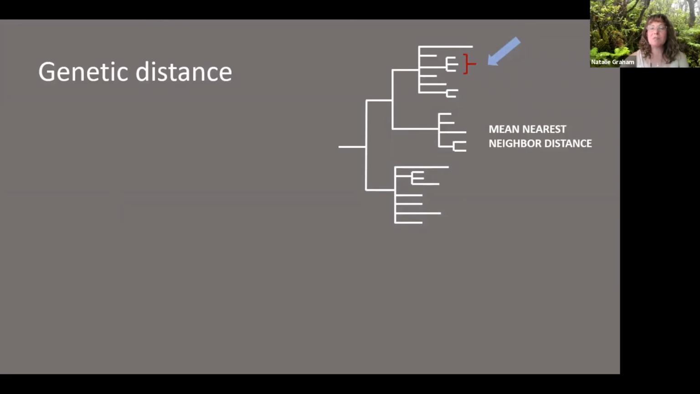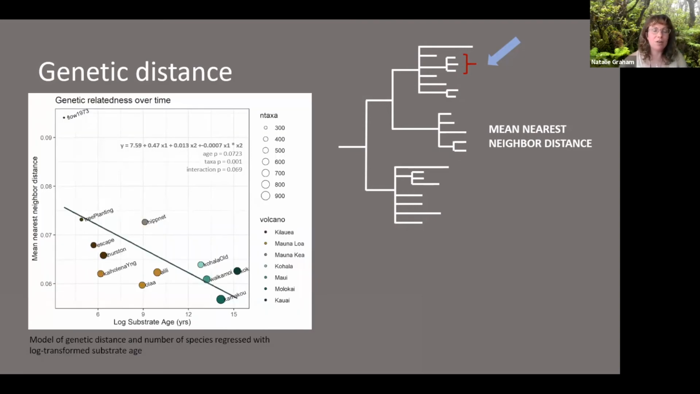So what we did was we tested the distance between those individuals out at the tip of what we call a phylogeny, or the relationship of species in a community. And what we find is that this agrees with our hypothesis that the genetic relatedness changes over time. And it's a statistically significant trend. We also find that it's related to the number of taxa in the community, which is also increasing over time.